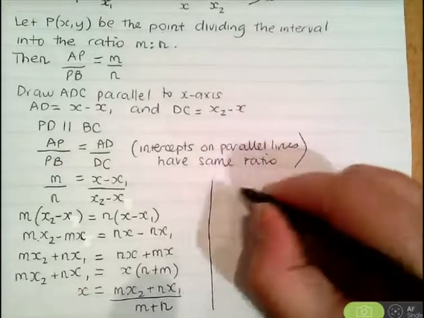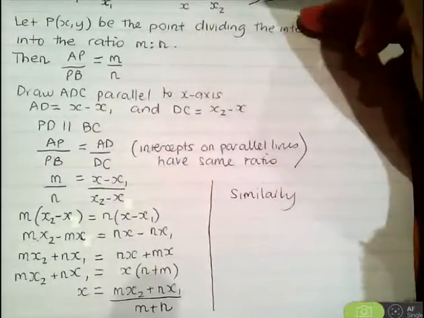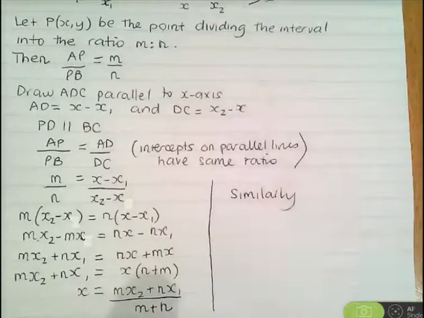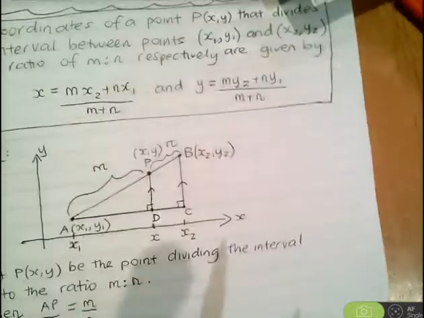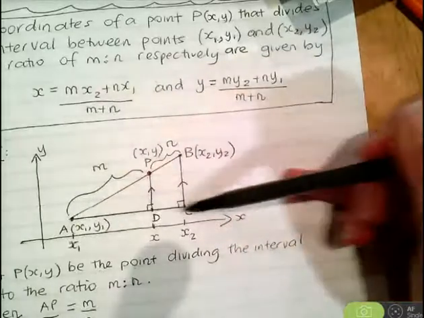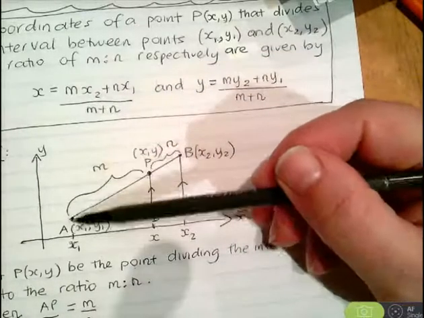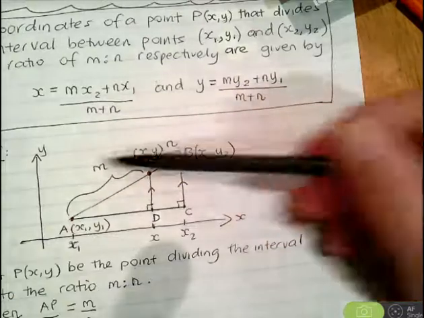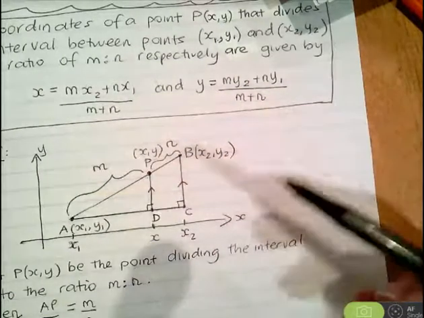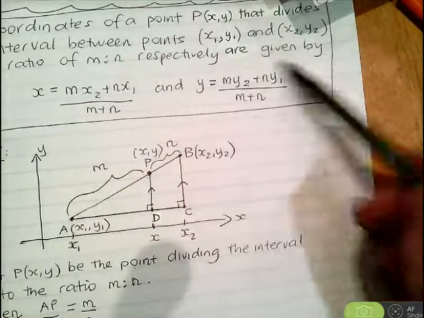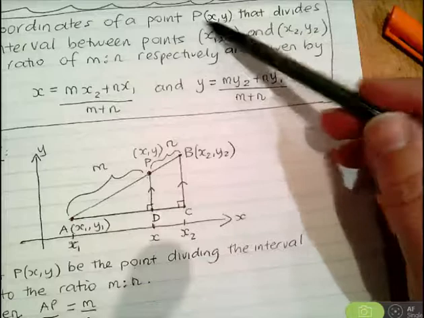Now similarly, you know how we drew this line ADC parallel to the x-axis. If we go back to the original diagram and draw, instead of drawing ADC parallel to the x-axis, if we actually draw it parallel to the y-axis and do a similar process along here with the triangle up there, using y values, we will actually come up with this other formula here for the y value of the coordinates P.